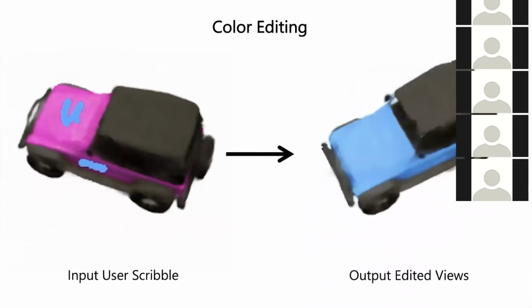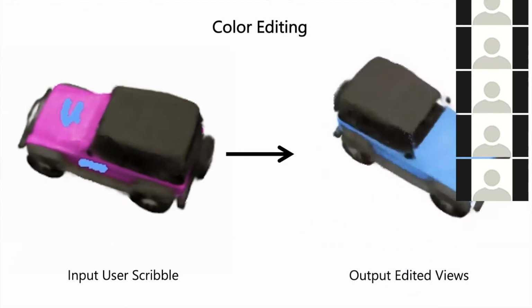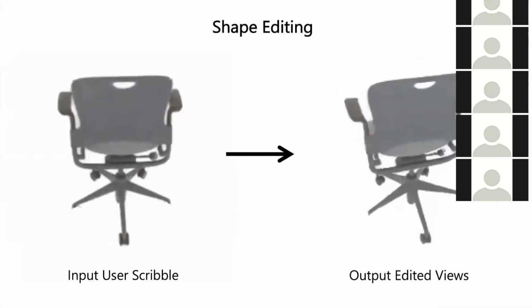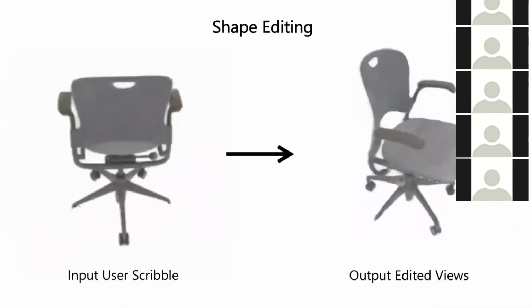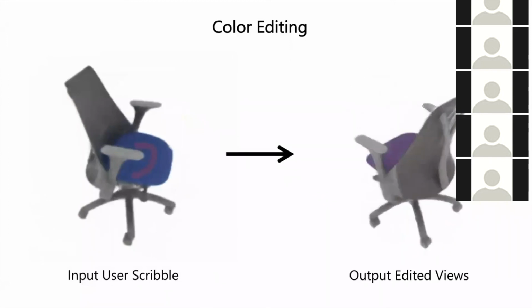And the scribble does not have to be very precise. It does not have to be a precise computation, but the NeRF learns to propagate this scribble into the entire region. Yeah, more results.